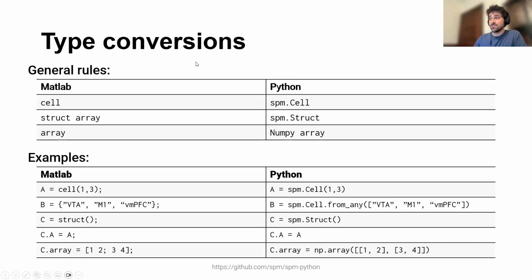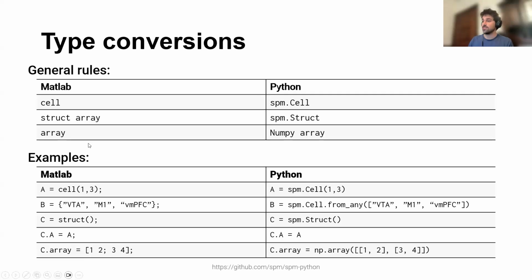So the general rules are that MATLAB objects such as cell, struct array, and normal numeric arrays are just translated into the same thing in Python. So a cell is an SPM.cell, a struct array is an SPM.struct, and a numeric array is a numpy array, but it can also be SPM.array.